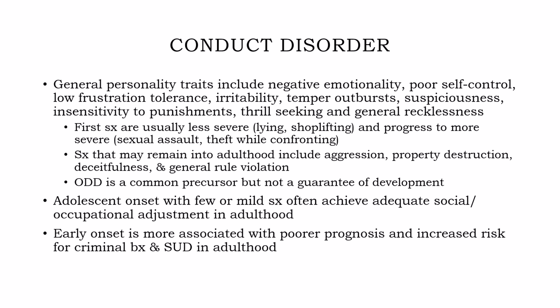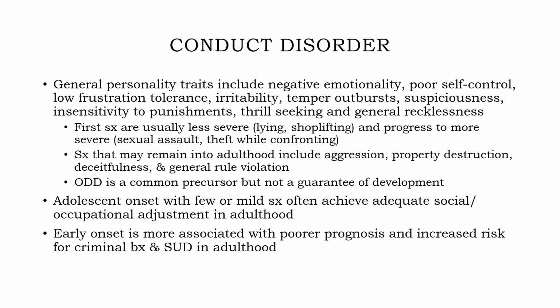Now, some of the symptoms that might linger into adulthood, that may or may not completely resolve, are going to be aggression, and that can be verbal or physical, property destruction, deceitfulness, and general rule violations. So these folks are going to have a lot of difficulty just following the rules. Oppositional defiant disorder is a precursor, but not a guarantee that we're going to go that route. And then also there's the association of conduct disorder being a precursor to antisocial personality disorder, but that's not always a guarantee either.